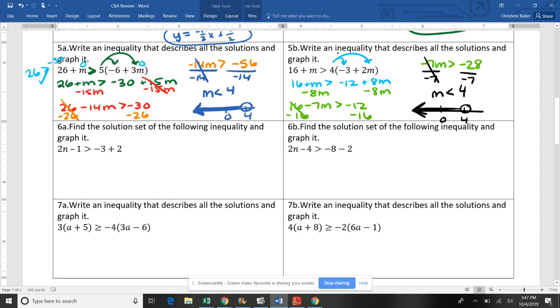I'm going to pick 0. It's the easiest thing to pick. So 16 plus 0 is 16. If I make this m a 0 as well, 2 times 0 is 0. So all I need to do is 4 times negative 3, which is negative 12. And that inequality is true.